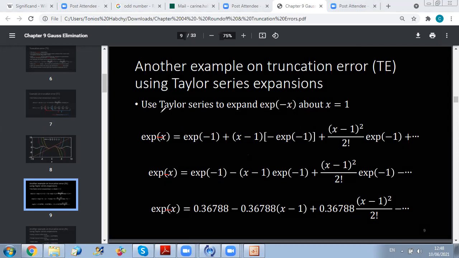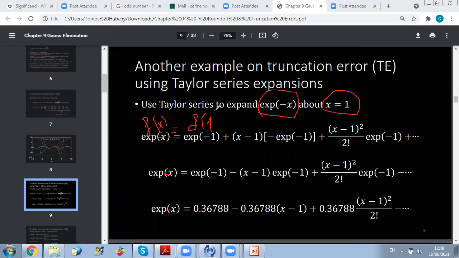So here we want to use Taylor series to expand exponential minus x about x equal to 1. It's a similar approach. Any function we are given, we can do its Taylor series expansion. We just have to apply the formula. So here, let us do it again. The function to expand is exponential minus x. So this is f of x. It's equal to f at the point of interest, so f at 1.